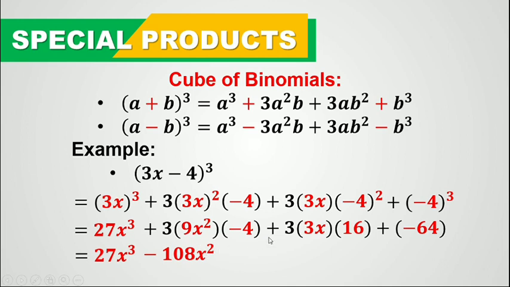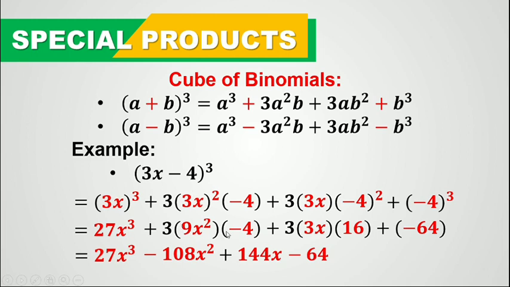And then plus 3 times 3x, that's 9x, times 16, that's 144x. And then positive times negative gives us negative 64. And this is now our answer for this particular problem. All we have to do is really follow the pattern.